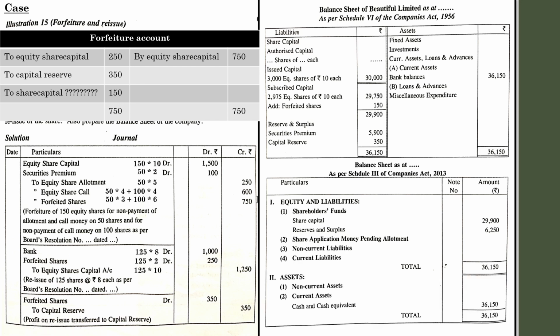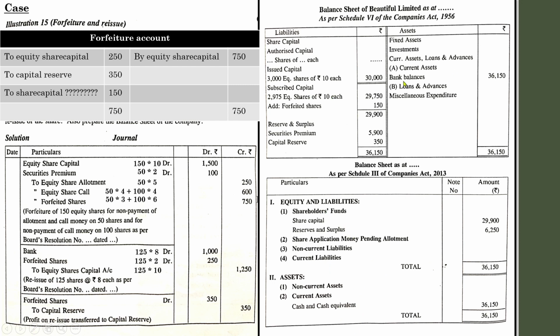Next one is the asset side. Here there are no non-current assets. There are only current assets in the form of bank, that is cash and cash equivalents, 36,150. So this is another format of presenting the balance sheet of a company. You can follow either this one or this one. Usually companies follow Schedule 3. As per Schedule 3 of the Companies Act, companies follow the balance sheet in the vertical pattern, from top to bottom. This one is the horizontal pattern.